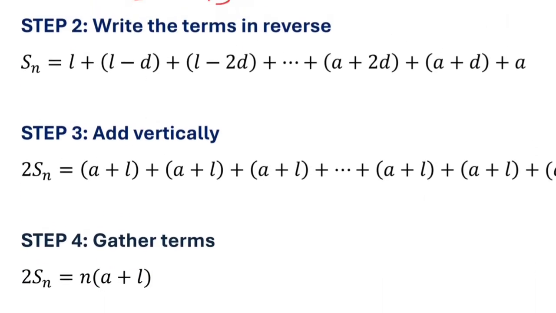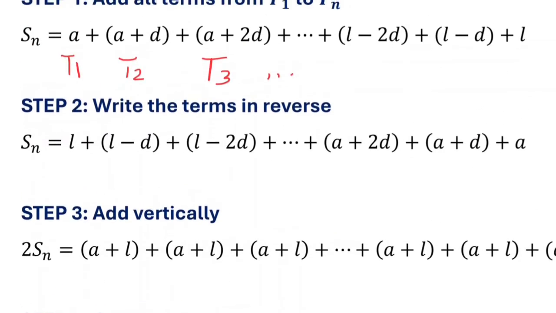Step 3 is to add vertically. So from the previous two steps, we'll be adding the left-hand side. Sn plus Sn would be 2Sn. A plus L would give you A plus L. A plus D plus L minus D. So what happens when you add these two terms together? Plus D and minus D cancel out with each other. So we're left with A plus L.